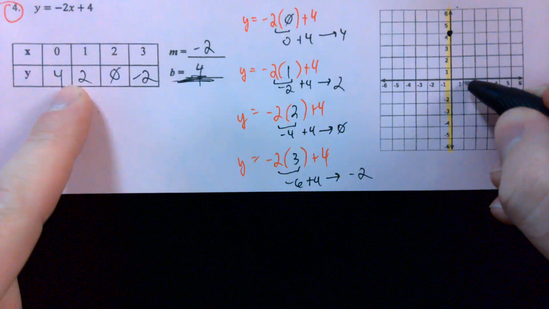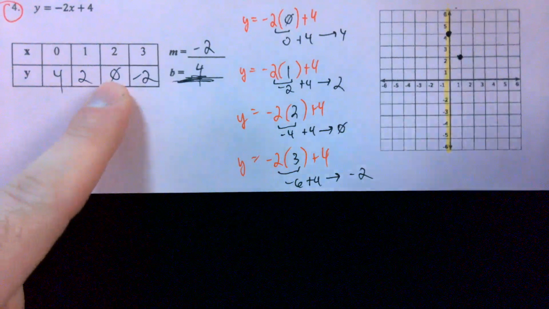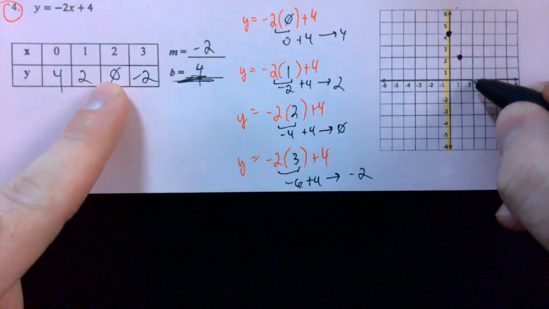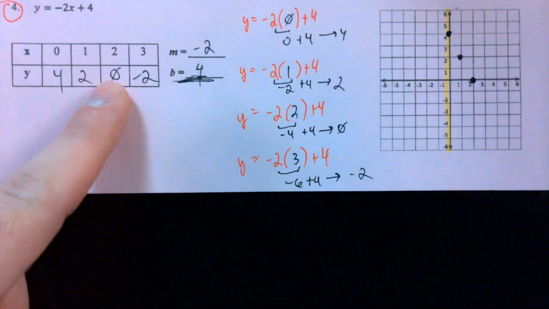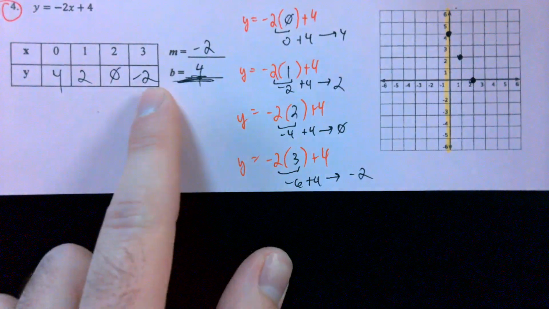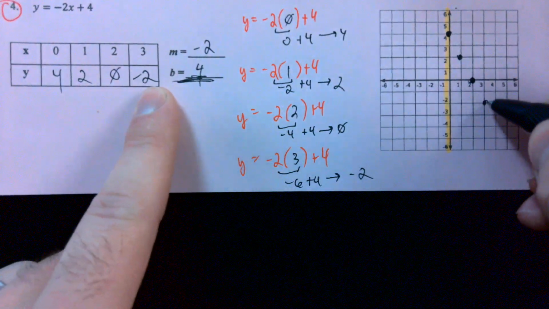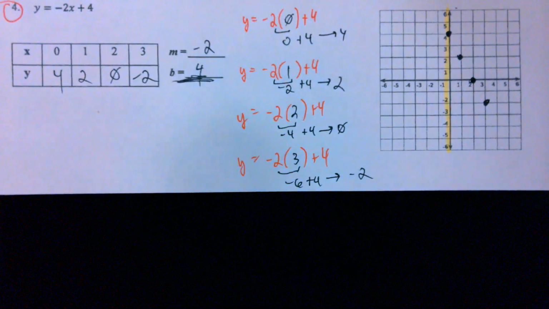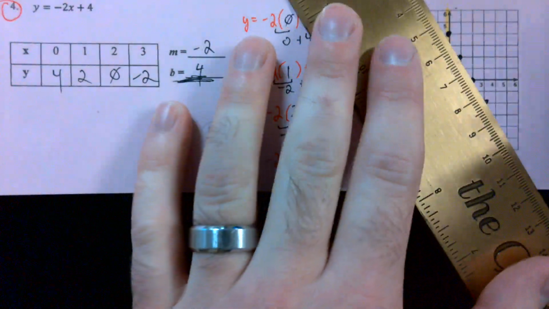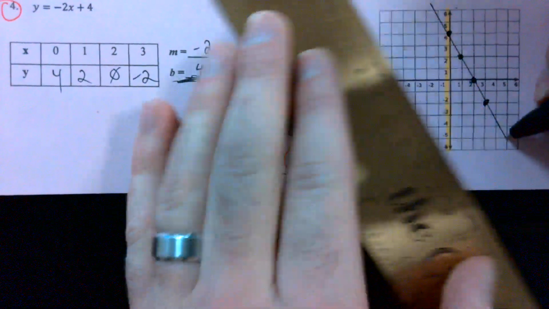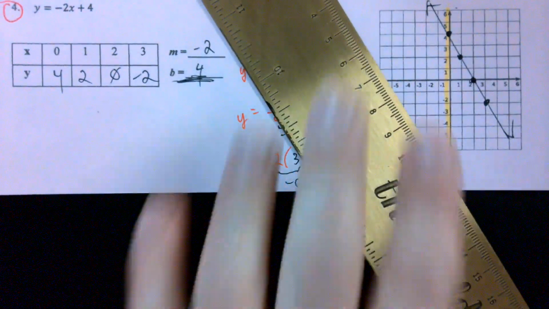Then we got 1, 2: over 1, up 2. 2, 0. We go over to 2, but we go up or down 0, so that stays right there on the x-axis. And then 3, negative 2: over 3, down 2. And again, we should see 4 points in a nice straight line, all lined up perfectly. Just like that.